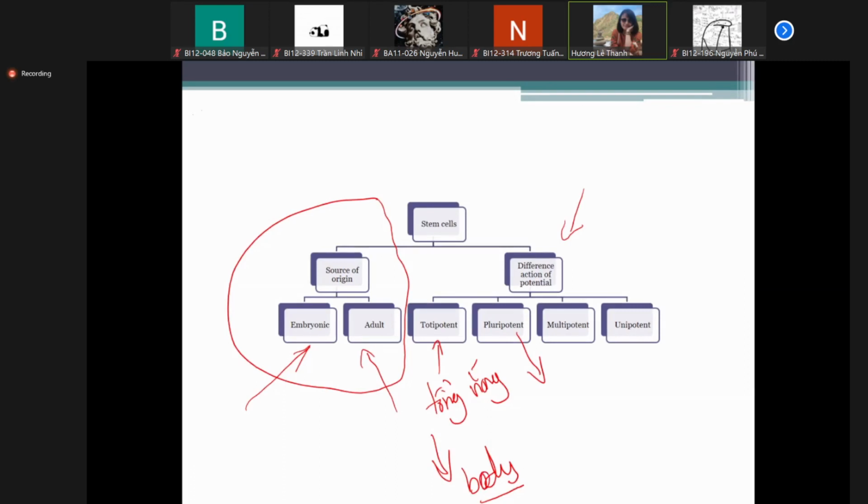Multipotent cells can differentiate into several types of cells. For example, the hematopoietic stem cell can produce blood cells, so it can produce red blood cells, white blood cells, and platelets. So they are multipotent. And the last, unipotent, means that they can differentiate into only one type of cell. For example, a skin stem cell can only differentiate into skin cells.